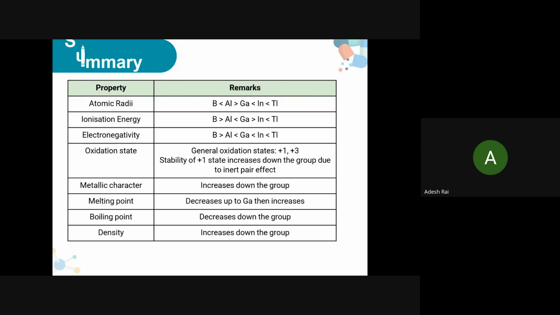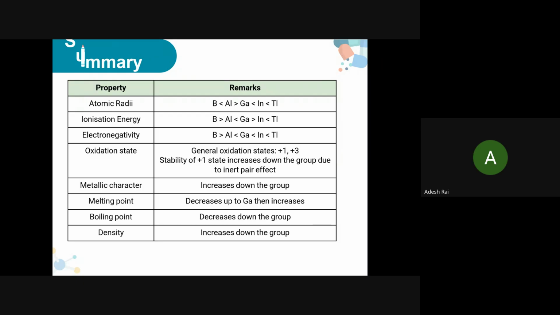This is just a summary of whatever we have done in the first PPT. So atomic radii, we know down the group we expected that size increases. But what we saw is gallium undergoes d-block contraction, right? What is it called, transition contraction? As a result, what will happen to the size of gallium? It will decrease, yes or no? So therefore, boron followed by gallium, then aluminium, then indium, and then thallium.